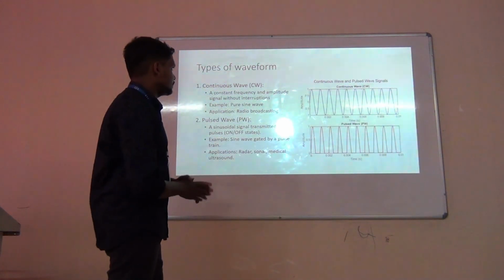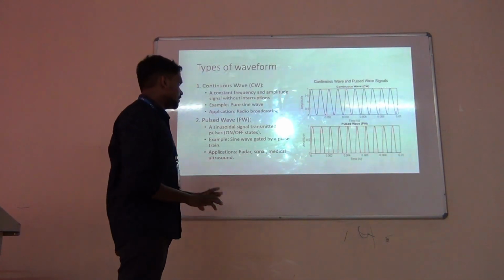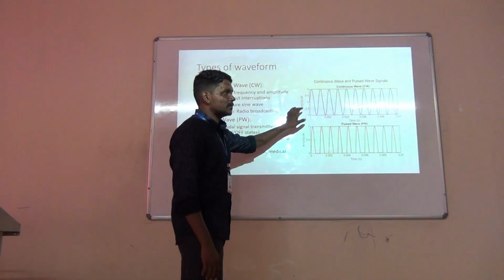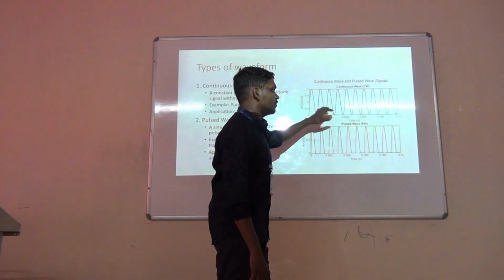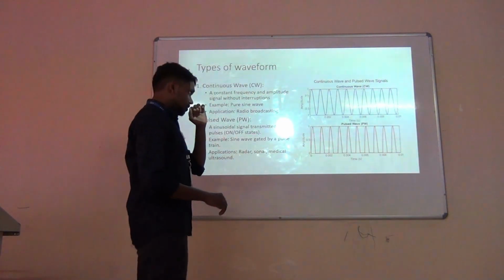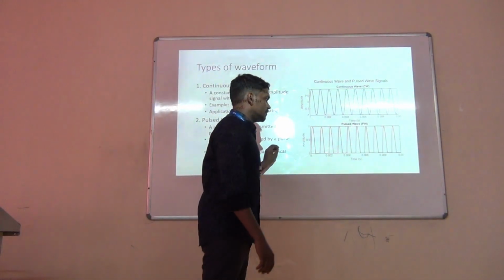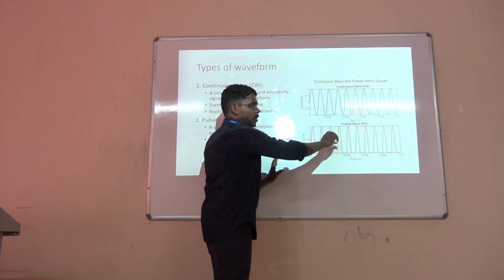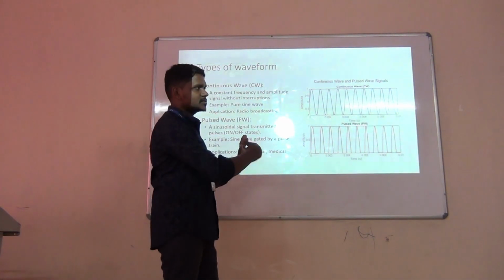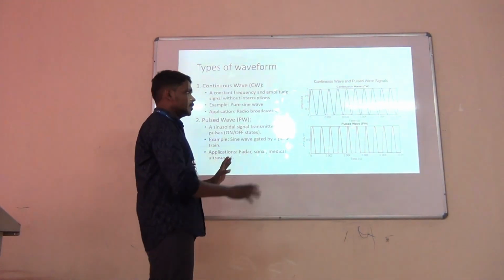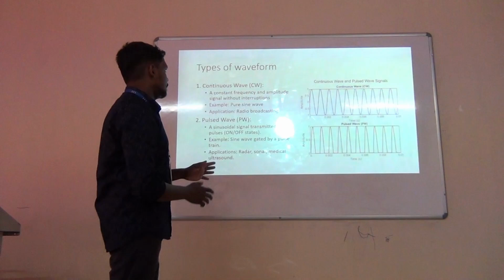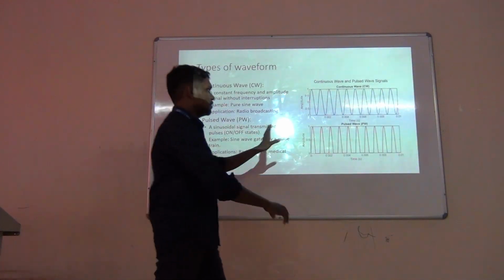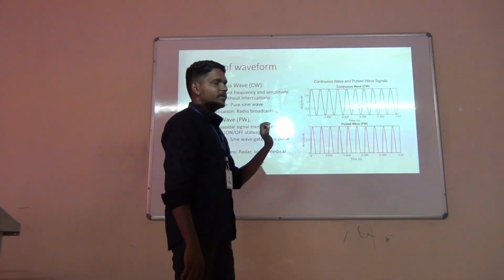Continuous wave: a constant frequency and amplitude signal without interruptions. You can see here in this continuous waveform, the transmitter will generate a continuous wave of oscillator frequency. The radar generates a constant frequency, which is hit by the object and received. This process is so continuous that there will not be any gap. Like the slide says, a constant frequency and amplitude without interruptions. There will not be any interruptions in between, and it is just sending the wave signals alone.